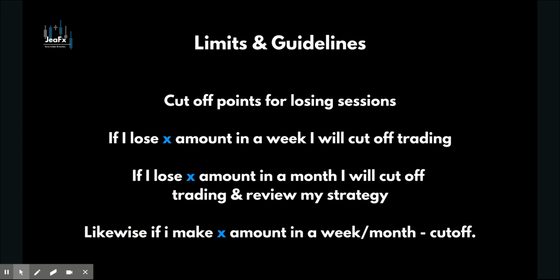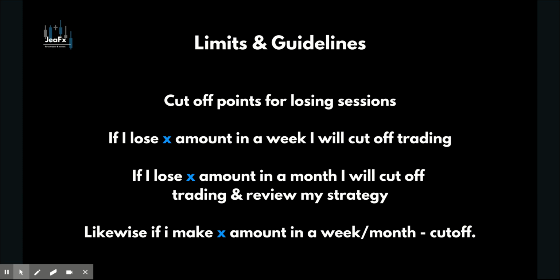On the flip side, if you make X amount in a week or month, cut off your trading as well. The reason is, as we spoke about in the psychology section, greed can seep in. Greed can really creep in and cause real issues. So let's say you make 5% in a week. That's some nice profits. You might even want to bump it up to 10% if you're a super aggressive trader. But let's say you reach 5% in a week.